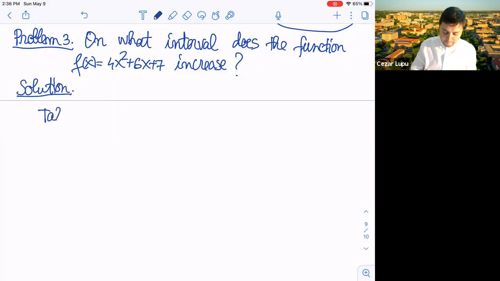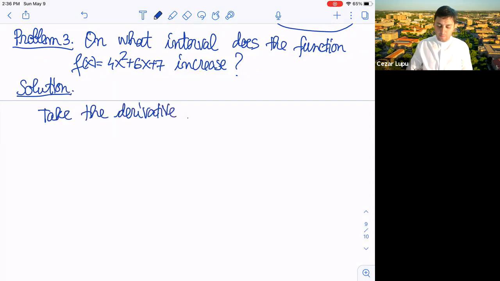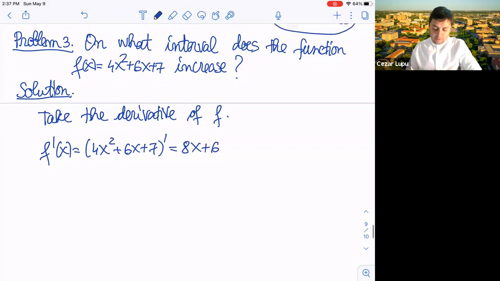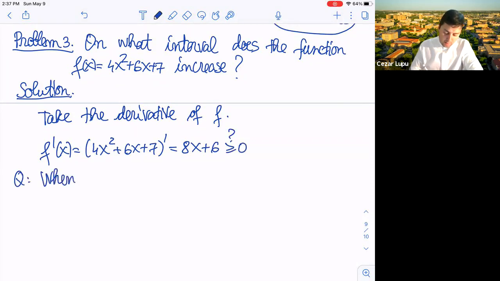So let's take the derivative of f. So f prime of x is the derivative of 4x squared plus 6x plus 7, right? So this is 8x plus 6. So we would like to see when this is increasing, let's say non-negative. So the question is, when is 8x plus 6 non-negative? So this is easy to solve.